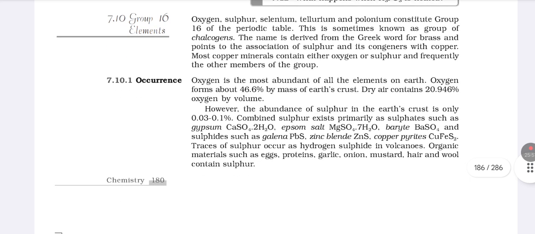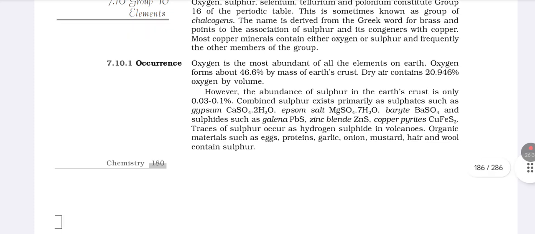Group 16 elements: oxygen, sulfur, selenium, tellurium, and polonium constitute group 16 of the periodic table. This is sometimes known as the group of chalcogens. The name is derived from the Greek word for brass and points to the association of sulfur and its congeners with copper. Most copper minerals contain either oxygen or sulfur, and frequently the other members of the group occur.